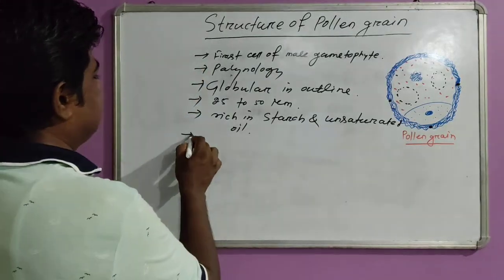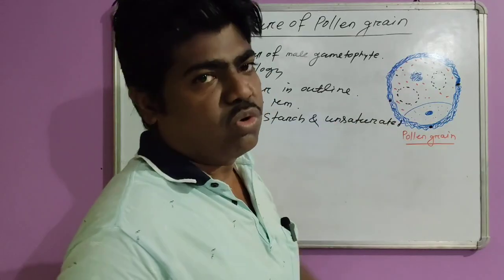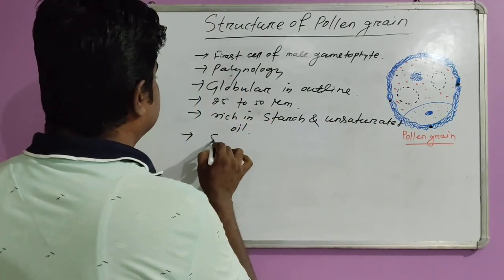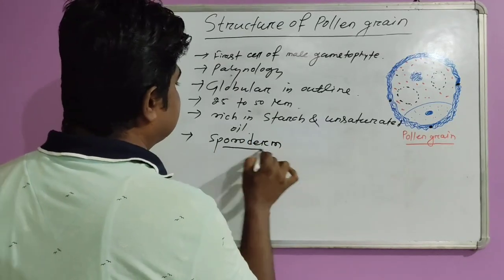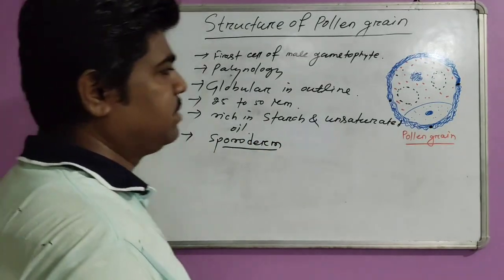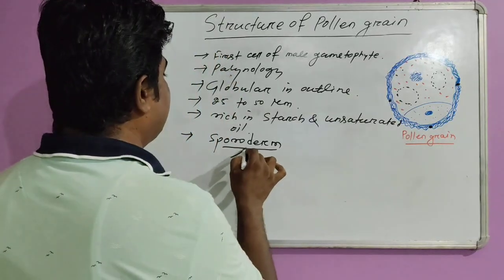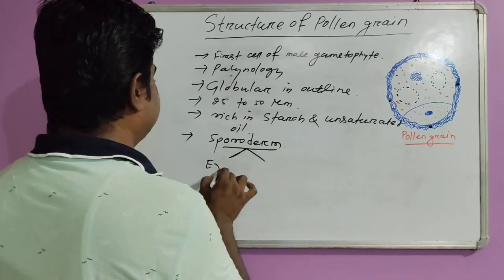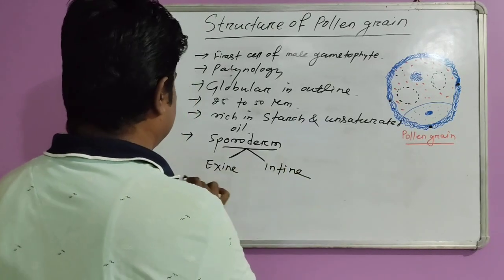And the resistant wall is called sporoderm. So the pollen grain wall is known as sporoderm. This sporoderm wall is made up of two layers, that is, outer exine and inner intine.